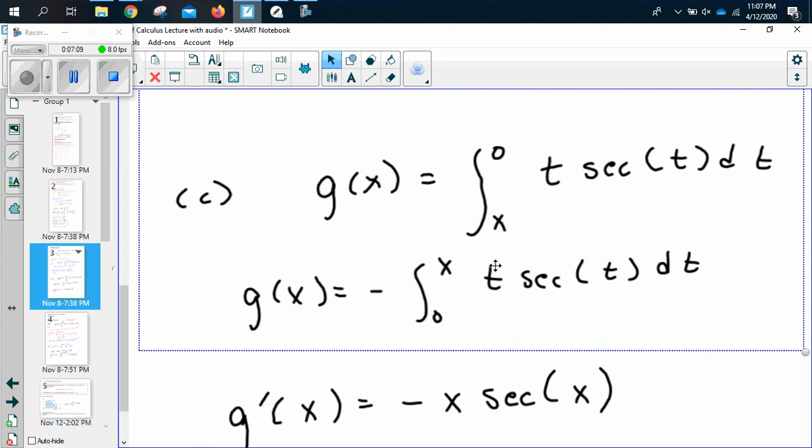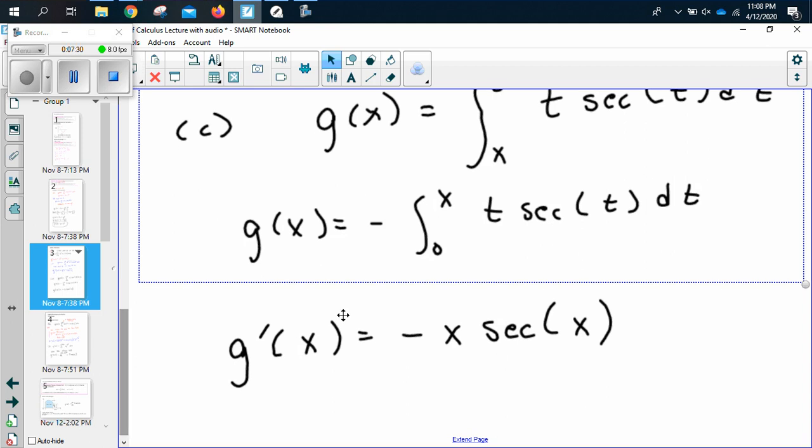Here's another one. Now this one's a little different because I do have the x at the bottom and it needs to be at the top. So if you remember from one of our theorems, if we interchange the endpoints, we change the sign of the integral. So then I just replace the t with the x, and that's my answer.